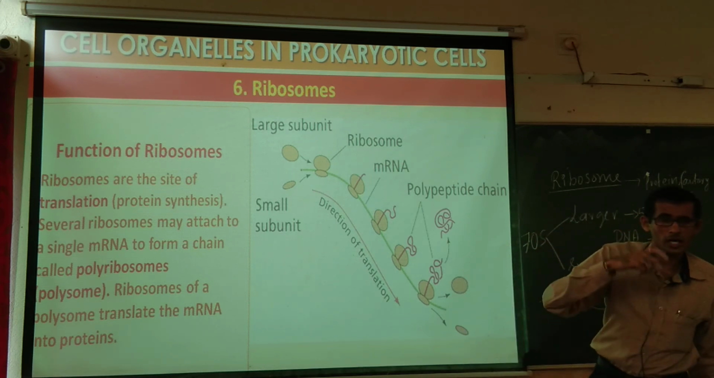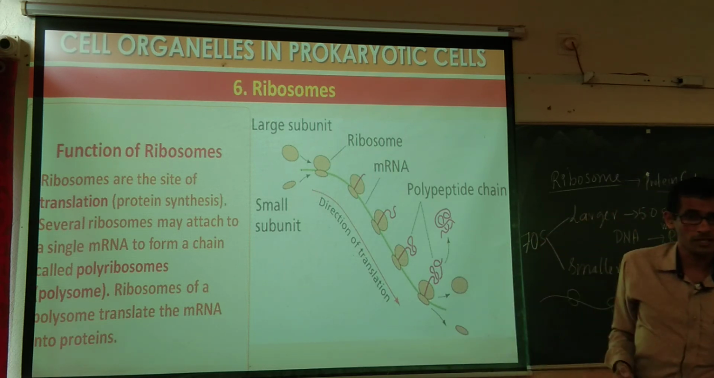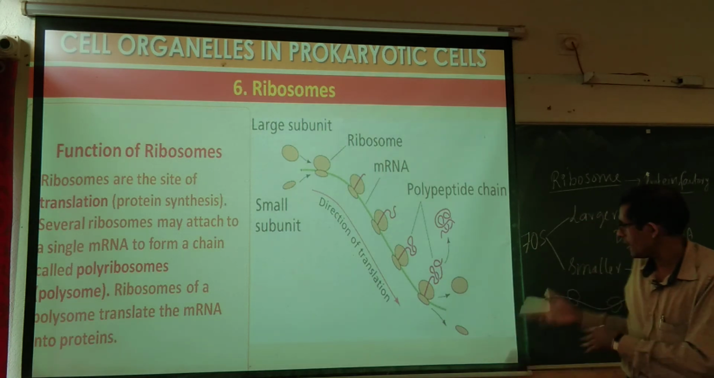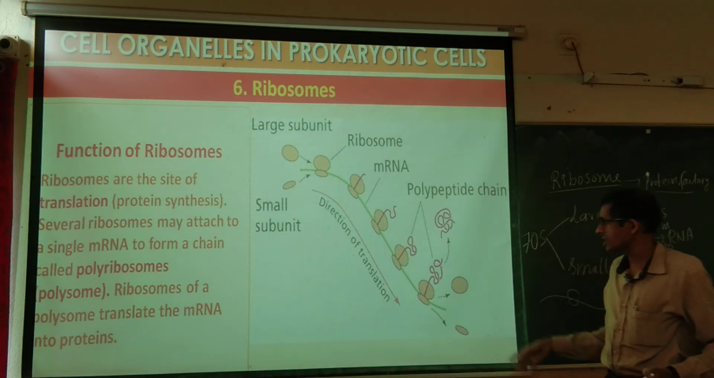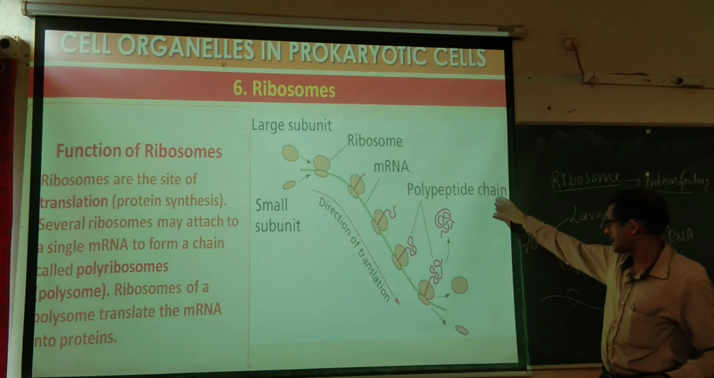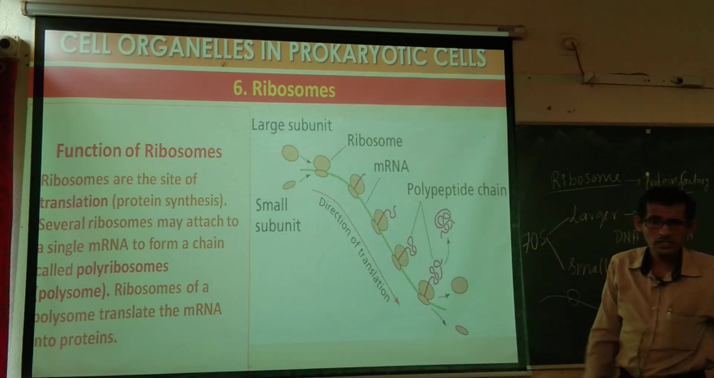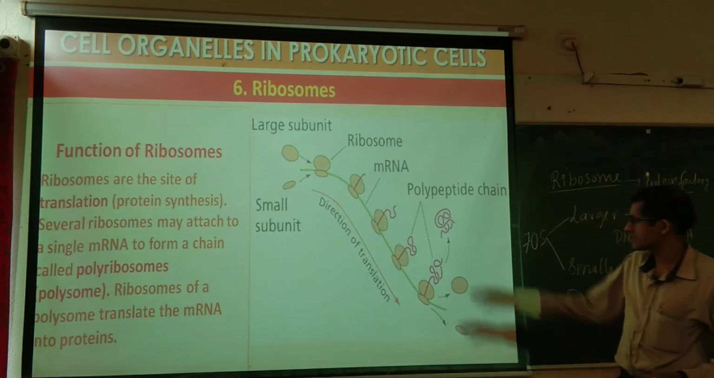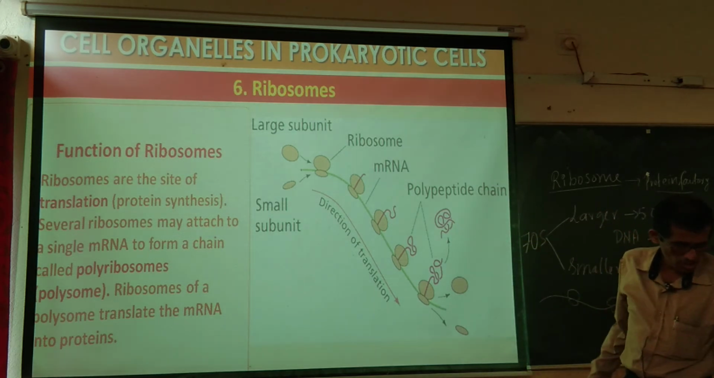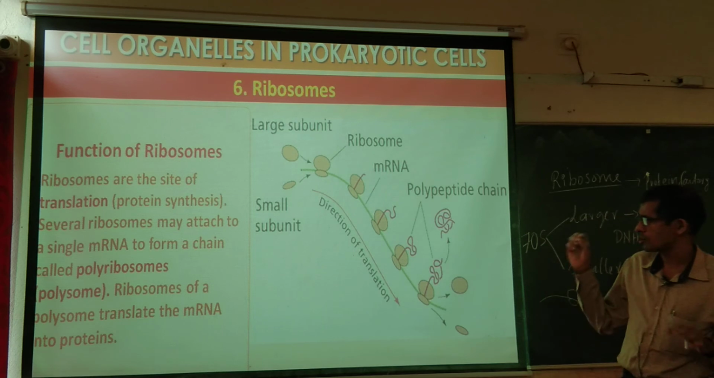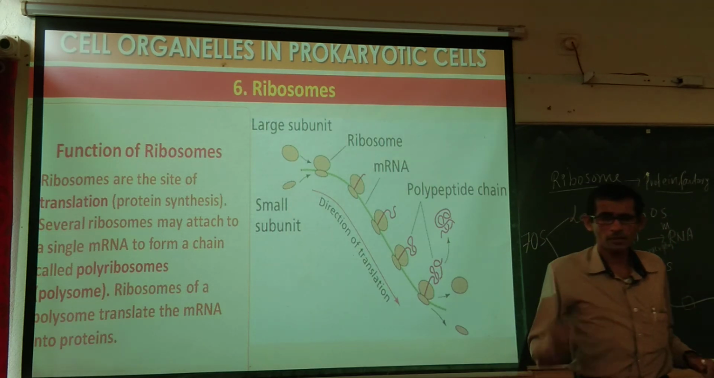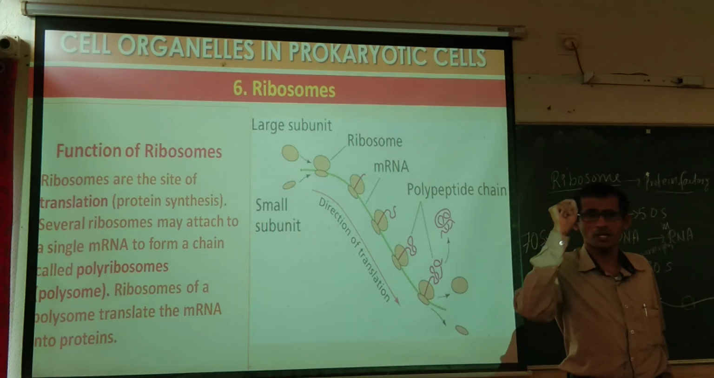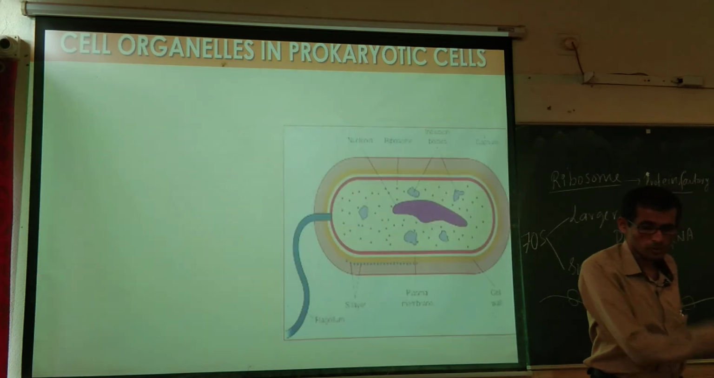So the smaller subunit and larger subunit are going to separate out, which results in the end of that translation, and the polypeptide chain, that is the amino acid chain, which is nothing but the protein, is going to be synthesized. So it is the process of translation, and the function of the ribosome is the translation phenomenon, and this is protein synthesis. So it is called protein factories. Okay.